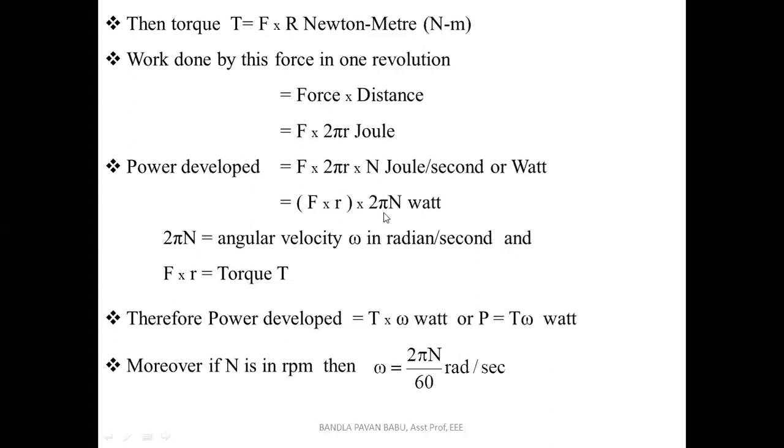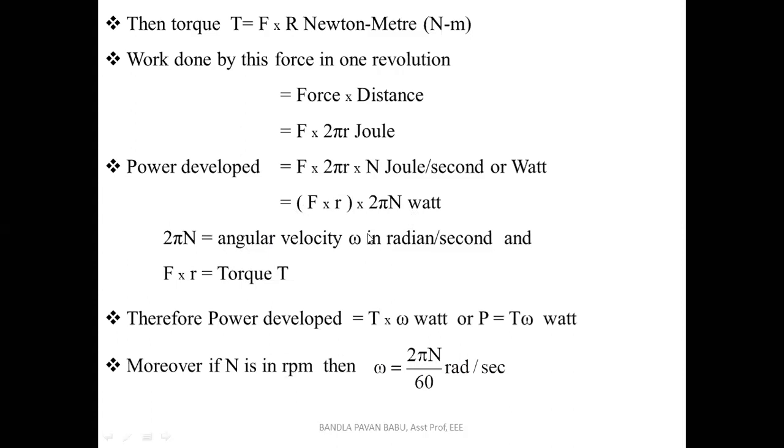So we are separating the constants here. Okay, because force may be continuously varied and yes, we are segregating here for our convenience. Let us see where 2 pi N is the angular velocity omega in radians per second, and the force and the radius product, the torque, is F into r. So therefore the power developed in the motor, or in the machine, is T into omega.